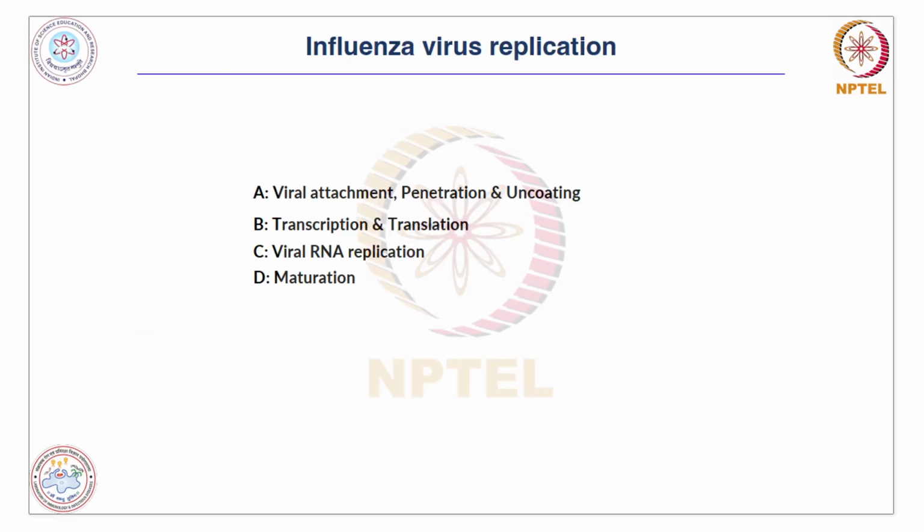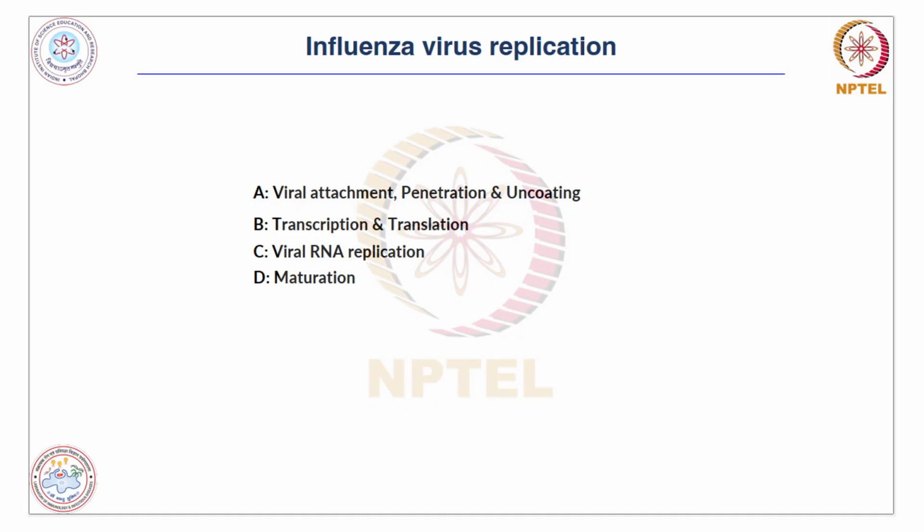And next is the influenza virus replication cycle. There are 4 stages. First one is viral attachment, penetration, and uncoating. This happens at the cell surface, and in this stage, the virus attaches to the sialic acid receptors that we have just discussed using its hemagglutinin protein. And after binding, it gets endocytosed via the clathrin-coated pits that we have just seen.